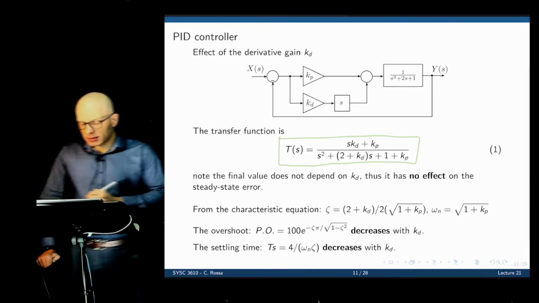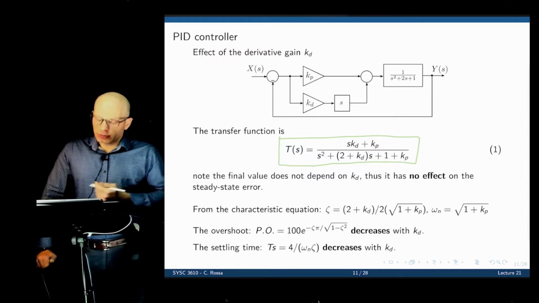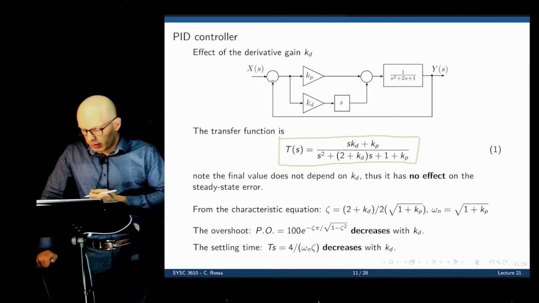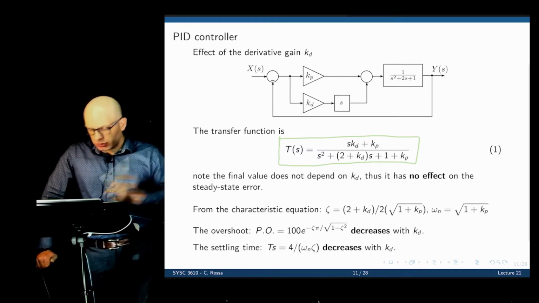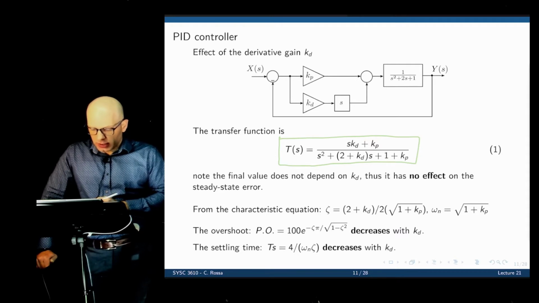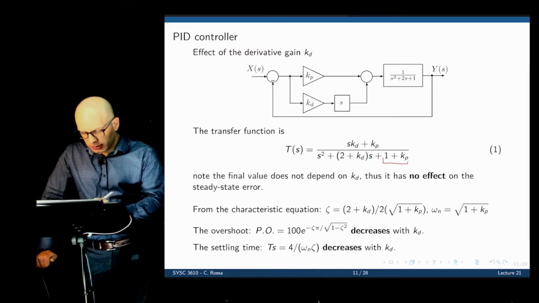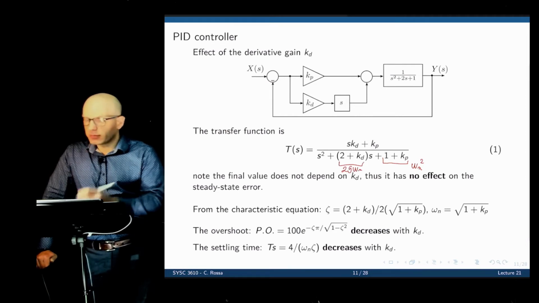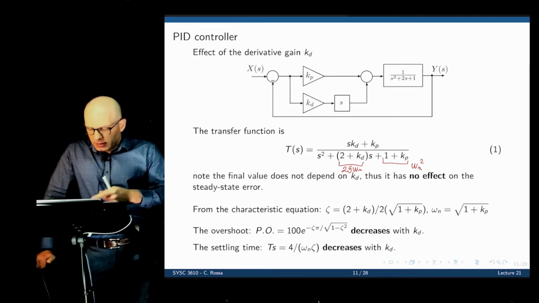Y over x. And we can now define here the damping ratio, the natural frequency, everything, and calculate percent overshoot and the settling time. We know that the final value does not depend on Kd, thus it has no effect on the steady state error. That's what we just did. From this characteristic equation, we can take the damping ratio and the natural frequency. We know that this element here is omega n squared. We know that this element here is 2 zeta omega n from the standard form of a second order equation. And you can now equate them to find zeta and omega n.